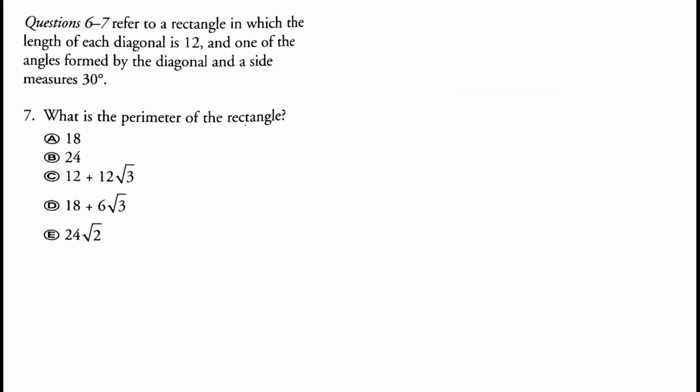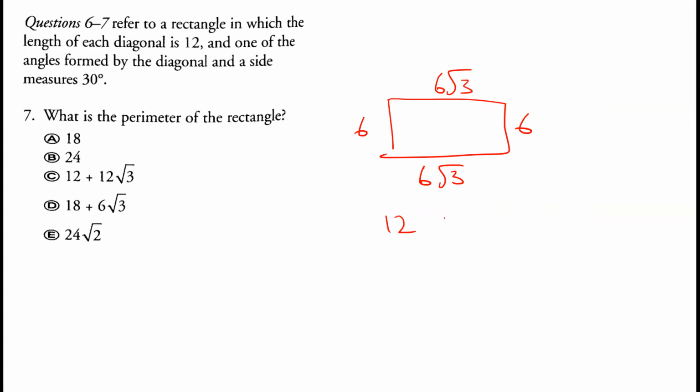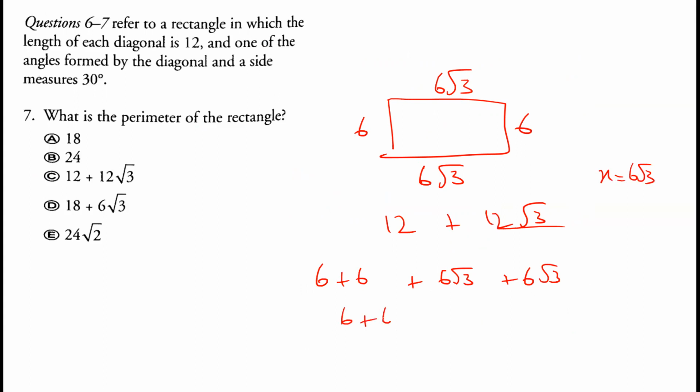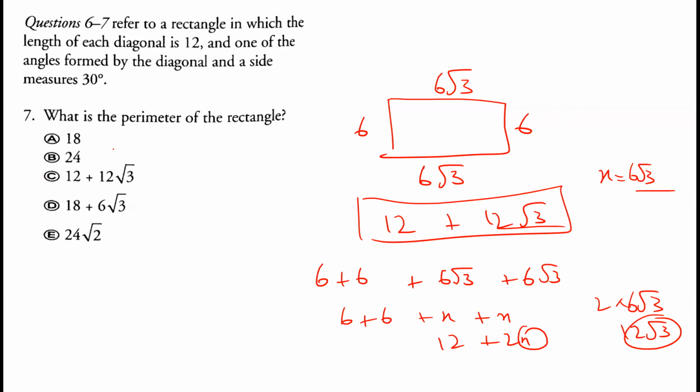Now what is the perimeter of the rectangle? The same thing. We know this is 6 under root 3, 6 under root 3, and this is your 6. So this will be 12 plus 12 under root 3. Why 12 under root 3? So 6 plus 6 under root 3 plus 6 under root 3. We can write x as 6 under root 3, so 6 plus 6 plus 2x, or 12 plus 2x. Now what's your x? 6 under root 3. So 2 into 6 under root 3 is 12 under root 3. So again, it is 12 plus 12 under root 3, or option C.